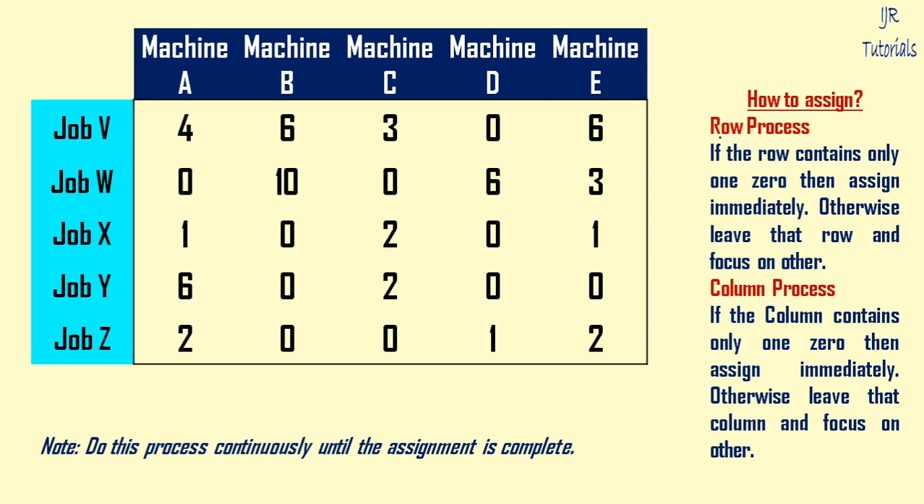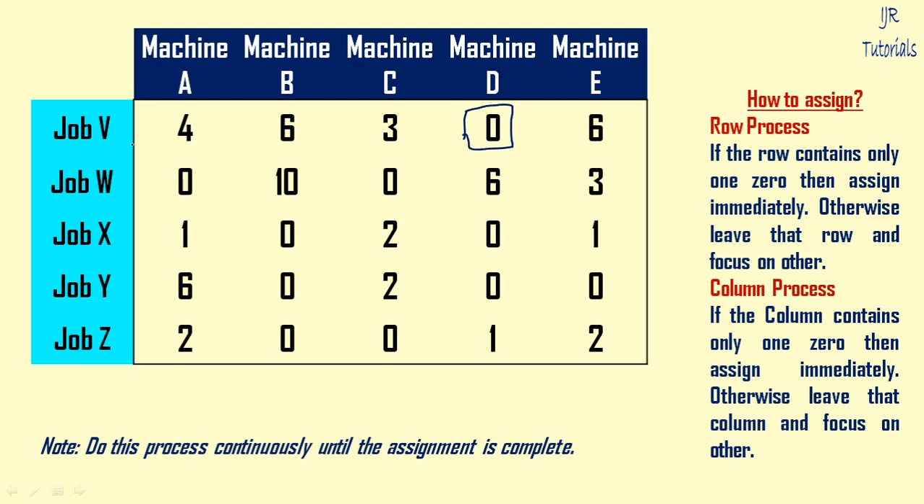The first thing is we have to give preference to the row, that is the row process. If the row contains only one zero, then assign immediately. Otherwise, leave that row and focus on the others. So based on this principle, first we do the rows. See the first one, job V. How many zeros are there? Only one zero is there. We can do the assignment like this.